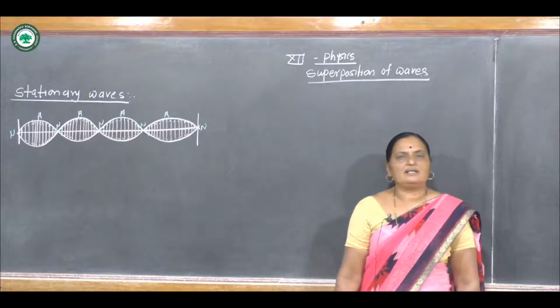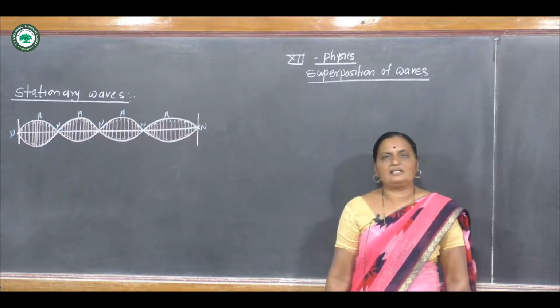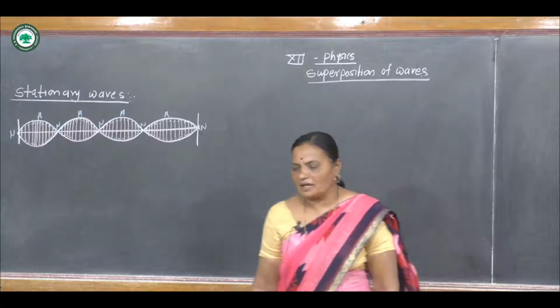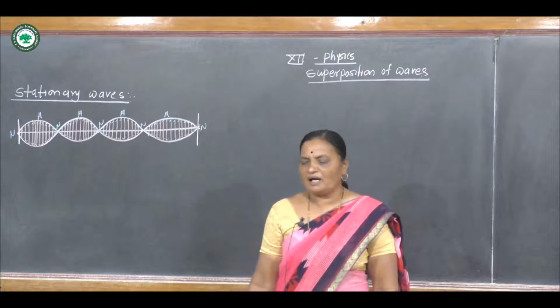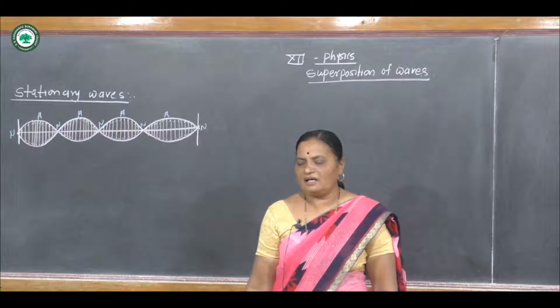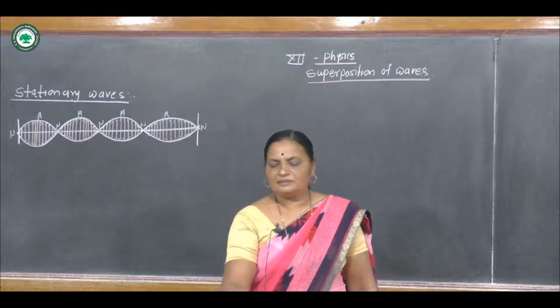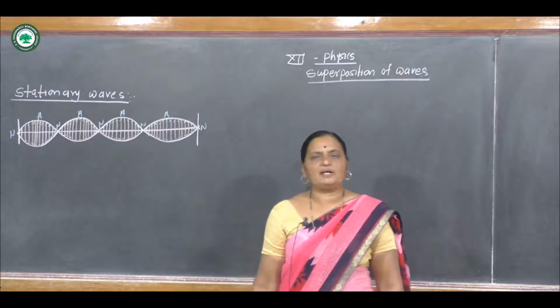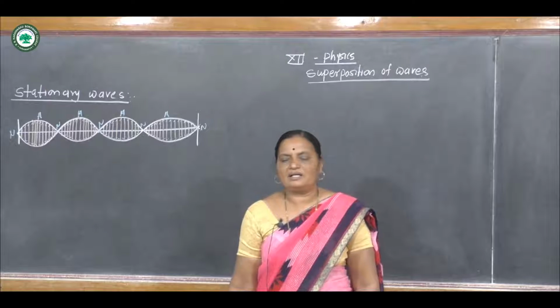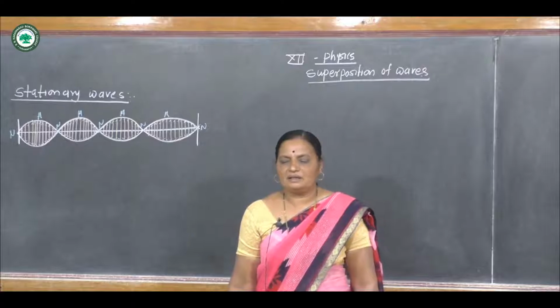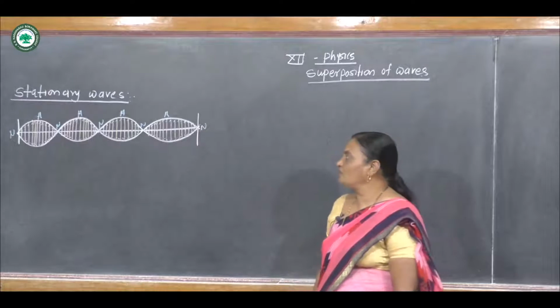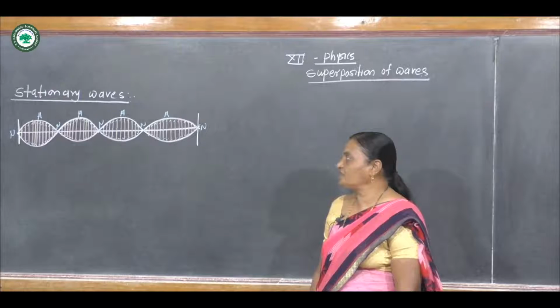Then we find the value for x. The angle values are 0, pi, 2 pi, 3 pi, etc. And the values of x for the antinodes are 0, lambda by 2, lambda, 3 lambda by 2, etc. Now we see some properties of the stationary wave.